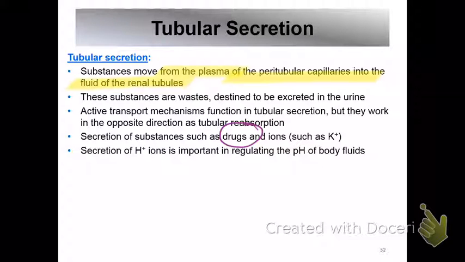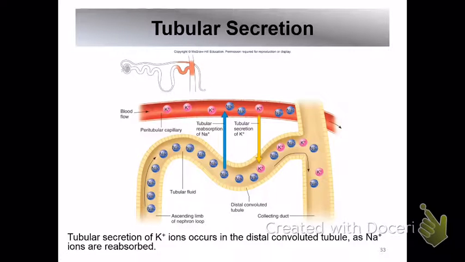But the tubular secretion is just going to be those final hydrogen and potassium secretions. So what needs to go, what needs to stay. Generally, the potassium stays in the blood and sodium is secreted. But that's just trying to get that balance. Okay, tubular secretion of potassium ions occurs in the distal convoluted tubule.